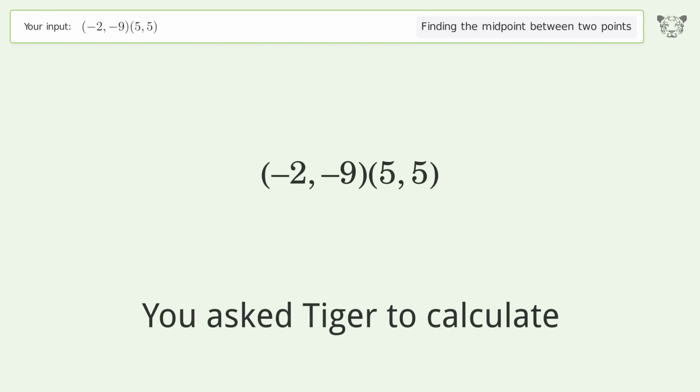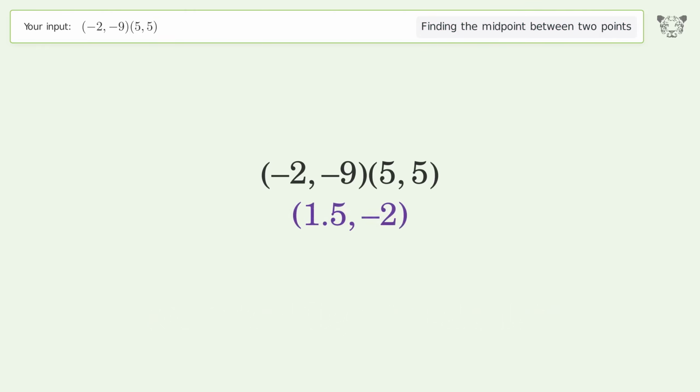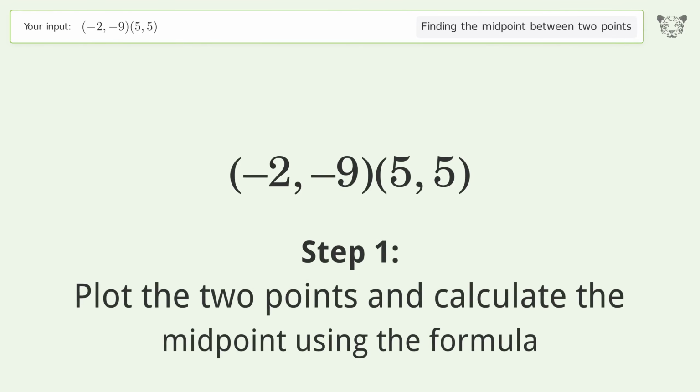You ask Tiger to calculate. This deals with finding the midpoint between 2 points. The midpoint between the 2 points is 1.5, -2. Let's solve it step by step. Plot the 2 points and calculate the midpoint using the formula.